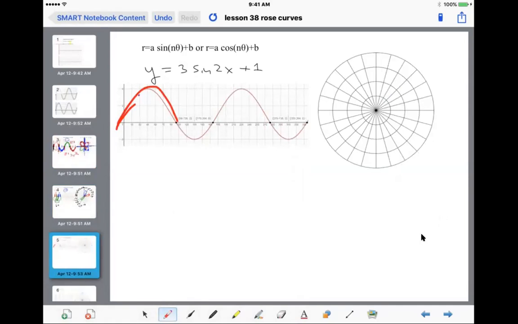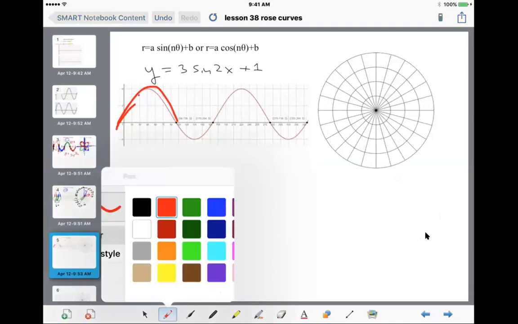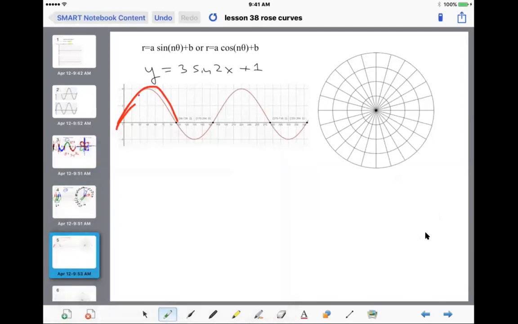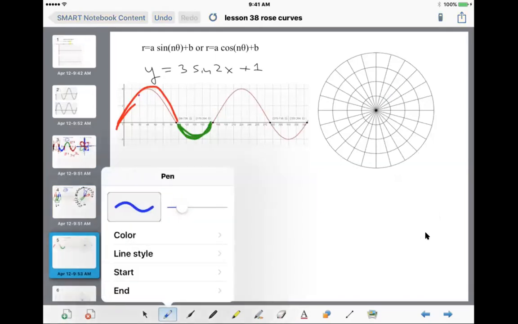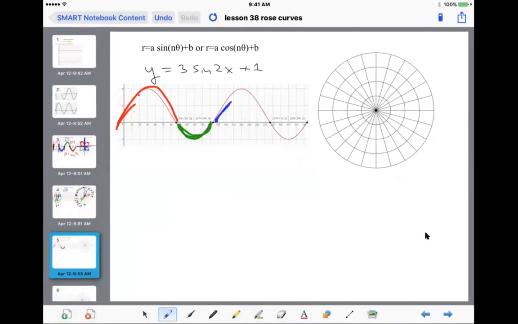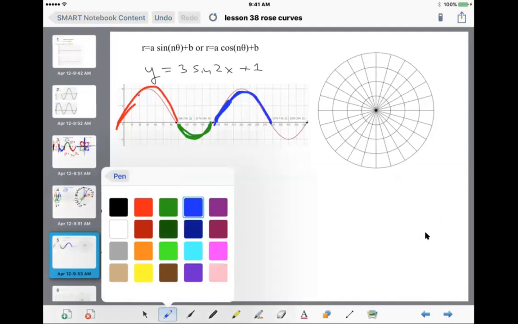Yes, before it doesn't start at 0, 0. And then our second one is going to be smaller than the first. So we're going to have big petals and small petals because our petals start and end at the x-axis. And then I'm going to have another large petal and another small petal.